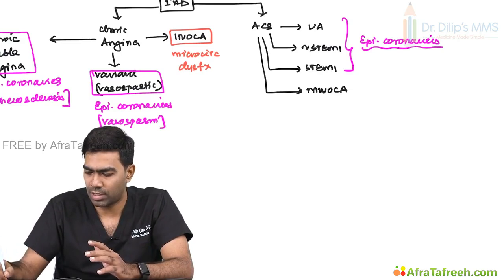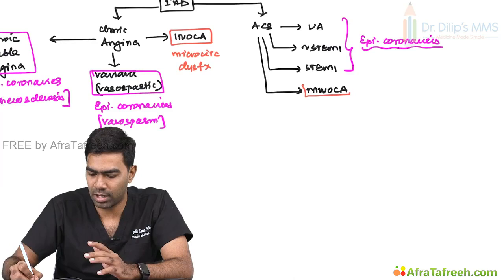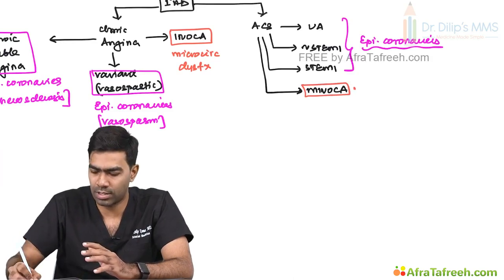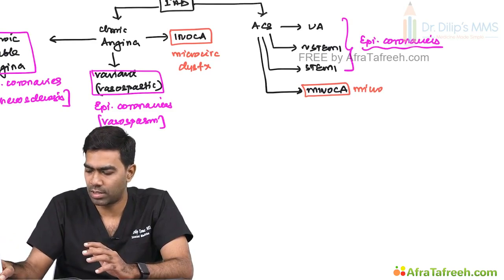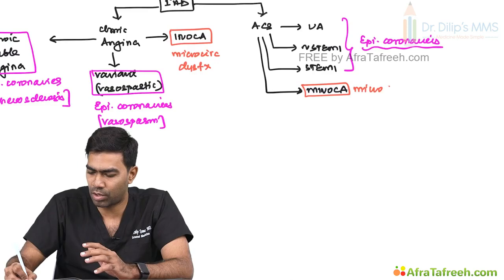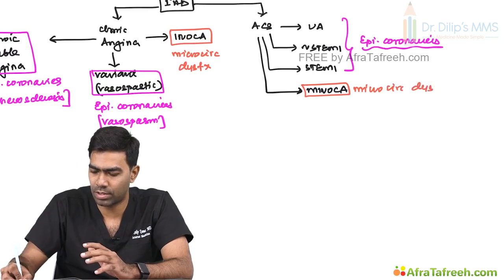On the other hand, if you take the MINOCA, myocardial infarction with no obstructive coronary artery disease, of course we know it is not due to problem in the epicardial coronaries. It is a microvascular or microcirculatory dysfunction.